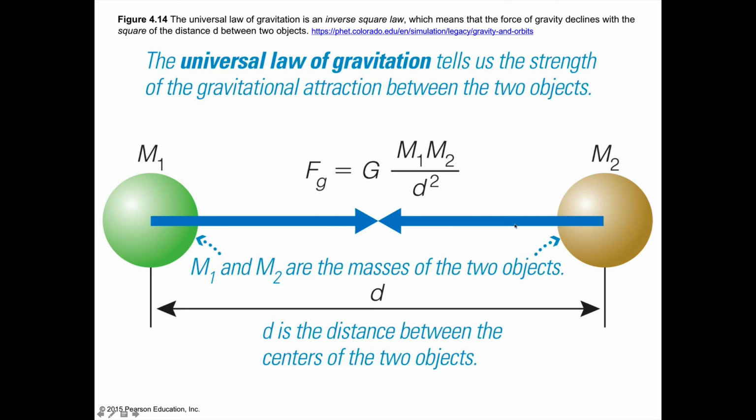All right, so to remind you, Newton's universal law of gravity depends on the product of the masses and 1 over the distance squared between the masses.